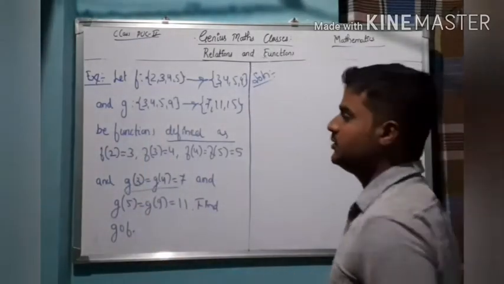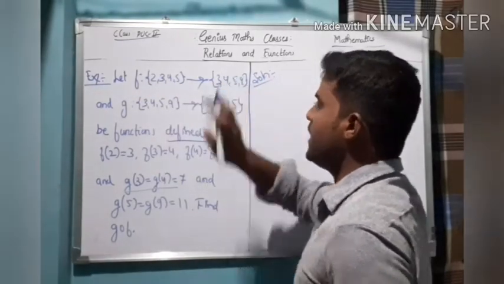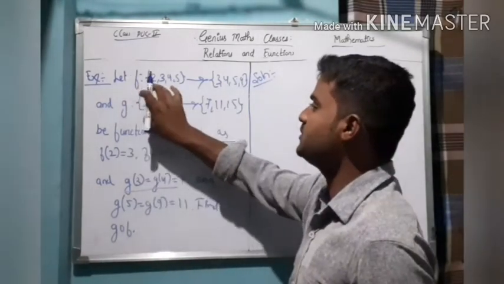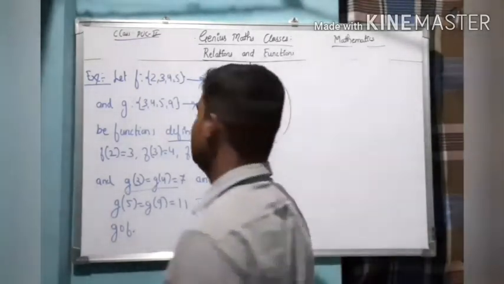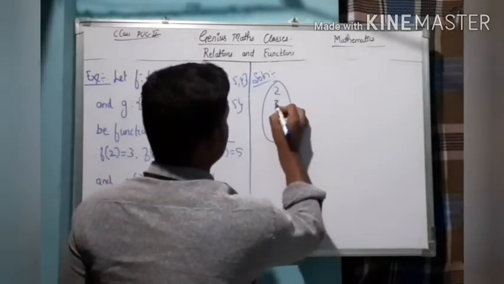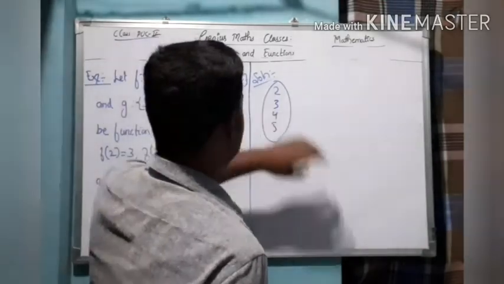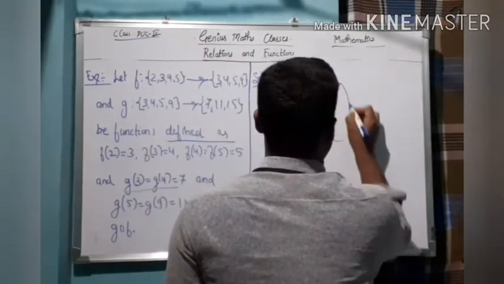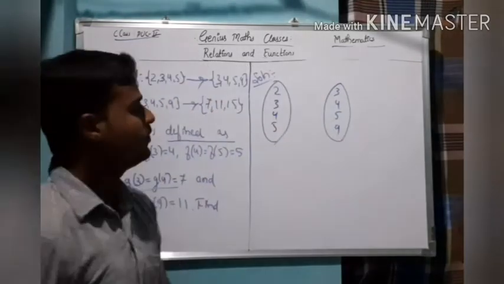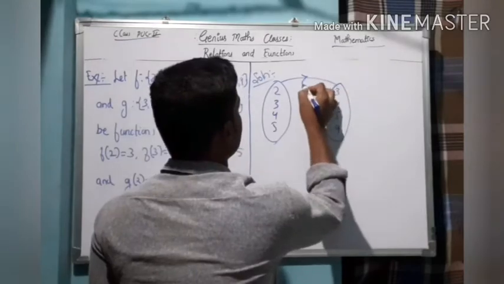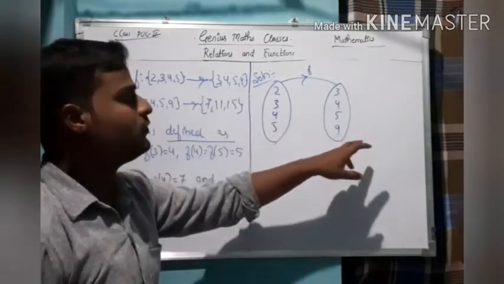The solution is, just observe here, f from {2, 3, 4, 5} to {3, 4, 5, 9}. This function f is defined from here to here. Just draw the picture: 2, 3, 4, 5. So this is mapping from here to where? This {3, 4, 5, 9}. So this is function f, defined from {2, 3, 4, 5} to {3, 4, 5, 9}.